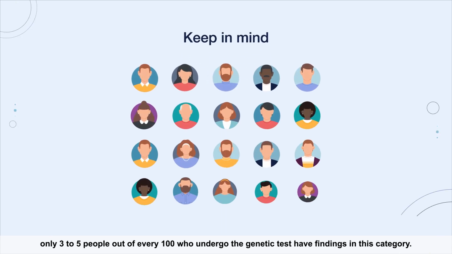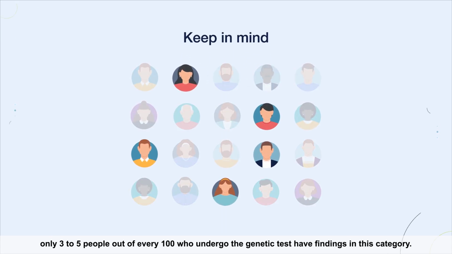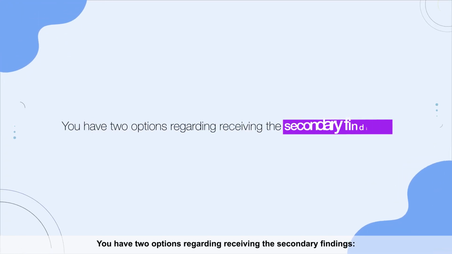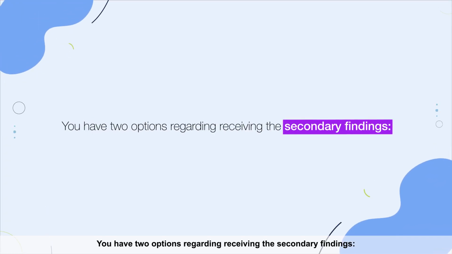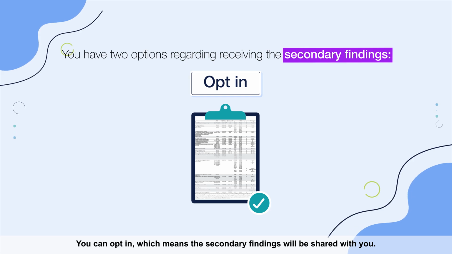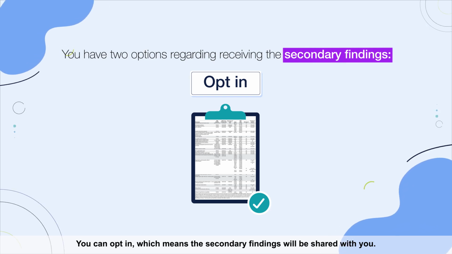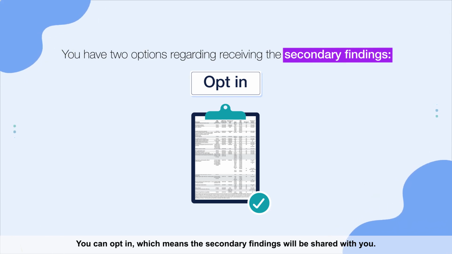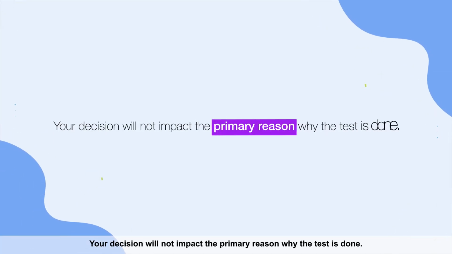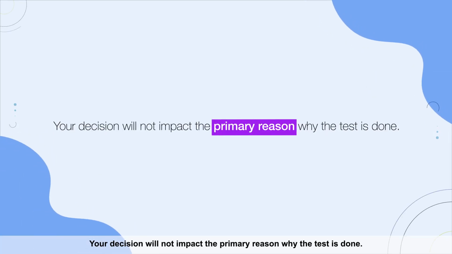Keep in mind, only 3 to 5 people out of every 100 who undergo the genetic test have findings in this category. You have 2 options regarding receiving the secondary findings. You can opt out, which means the secondary findings will not be shared with you. You can opt in, which means the secondary findings will be shared with you. Your decision will not impact the primary reason why the test is done.